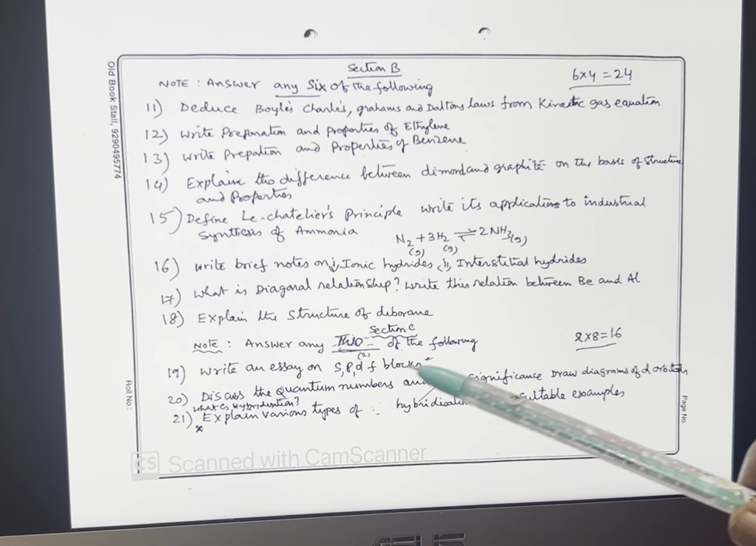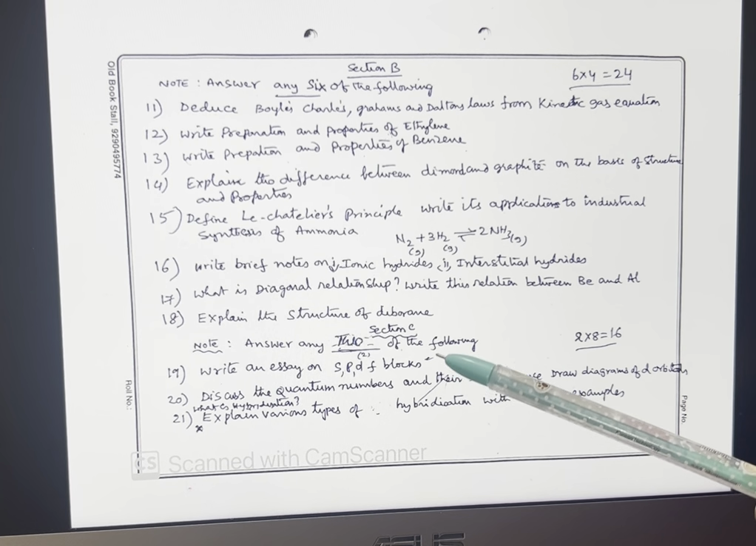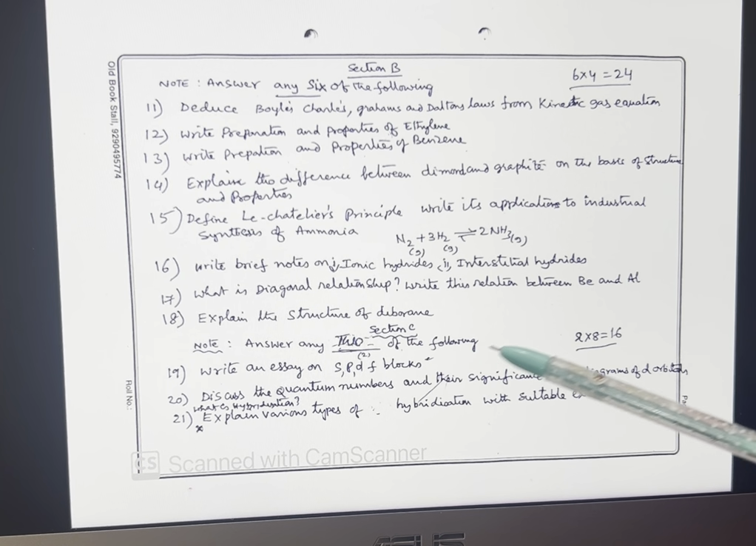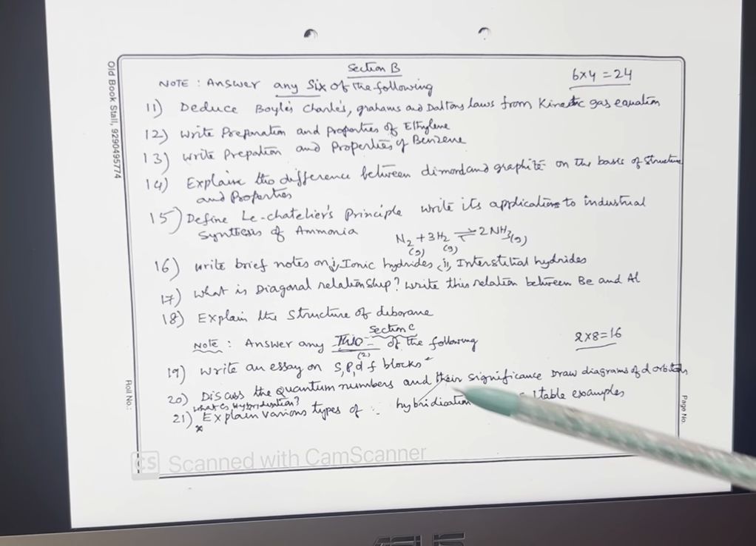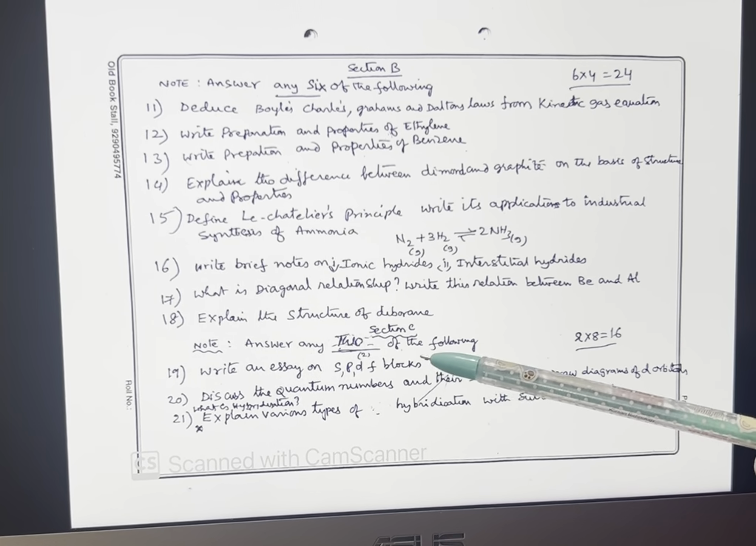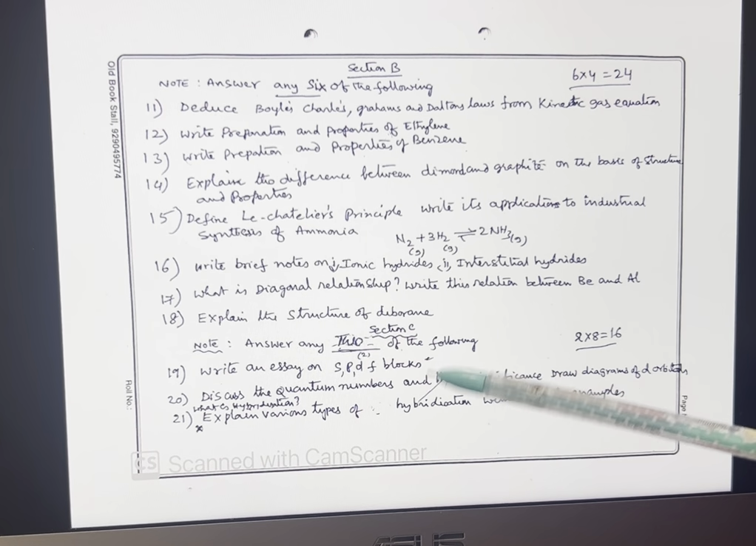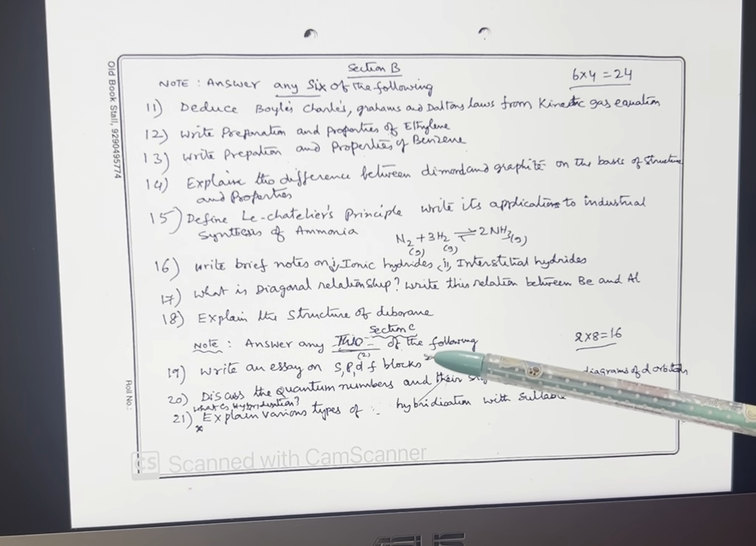Or you can write: discuss the electronic configuration-wise classification of the periodic table. Either way the question is the same. This is a very important question, and most of the times it is coming. So, prepare this question well. There is an 80% chance of getting it in the examination.